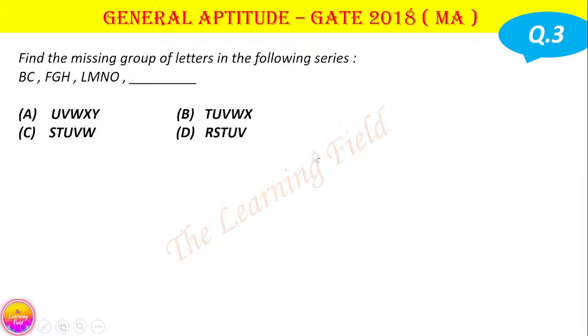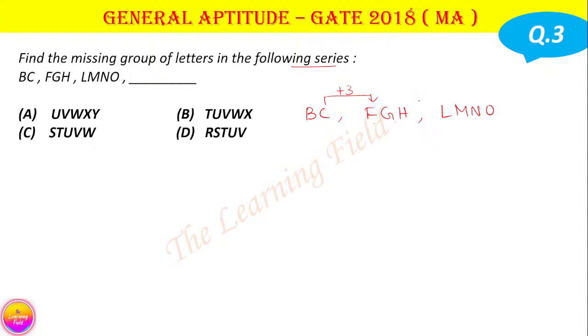Now we're going to the next question. The next question is: find the missing group of letters in the following series. Here it is given B, C, then F, G, H, then L, M, N, O. From B to F, the difference is how many? C, D, E, F. So plus 3 here.